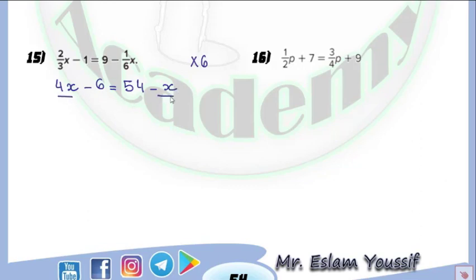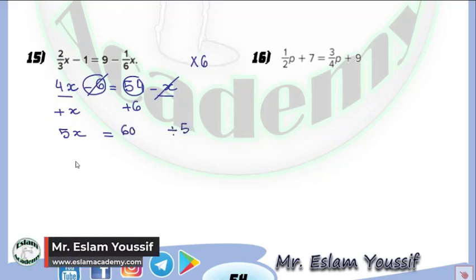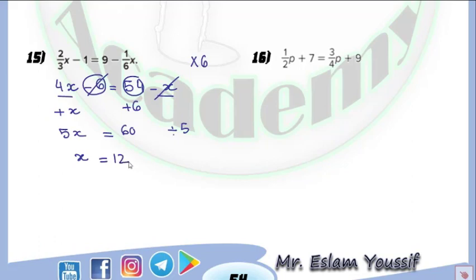Now underline the variable and circle the numbers. Once we have negative x, I will add x. Negative 6, by adding 6. Then 4x plus x equals 5x. Equals 54 plus 6 equals 60. Now we will divide by 5. 5x divided by 5 equals x. And 60 divided by 5 equals 12.